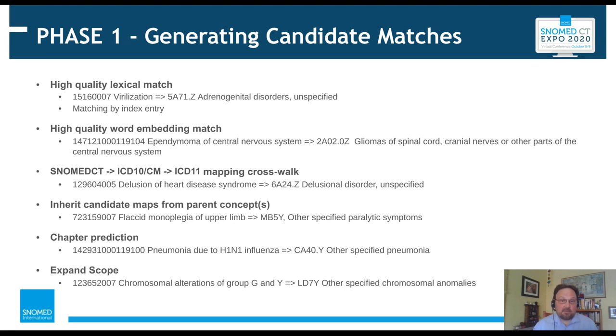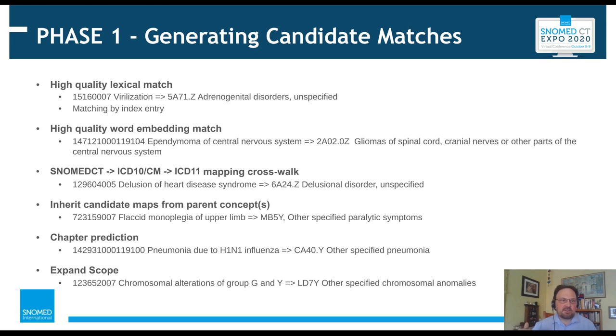Like we said earlier, it's possible as well to take previously mapped situations from the parent hierarchy in SNOMED and apply them. So here, in the case of a flaccid monoplegia of upper limb, its parent would be something more generic, which would map to other specified paralytic symptoms. So this is a case where that more general code that comes from the parent mapping could be considered also.